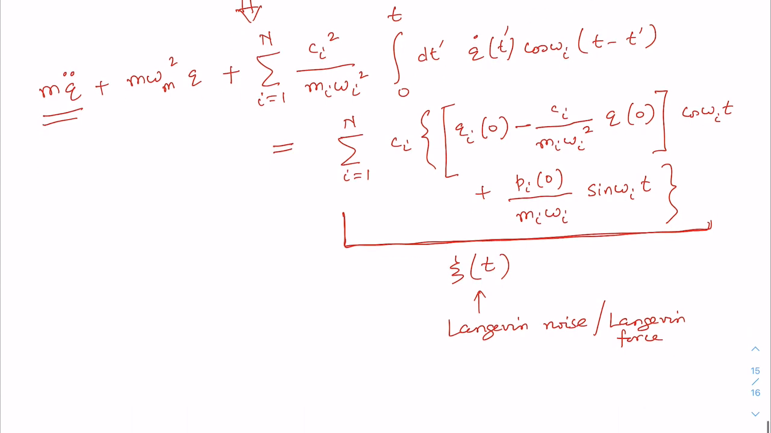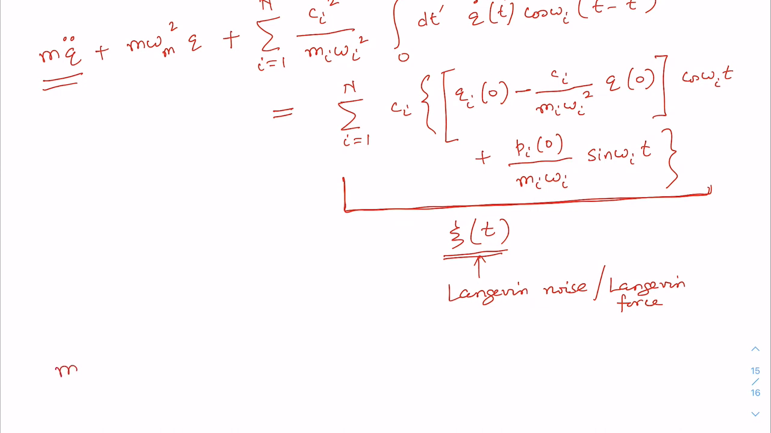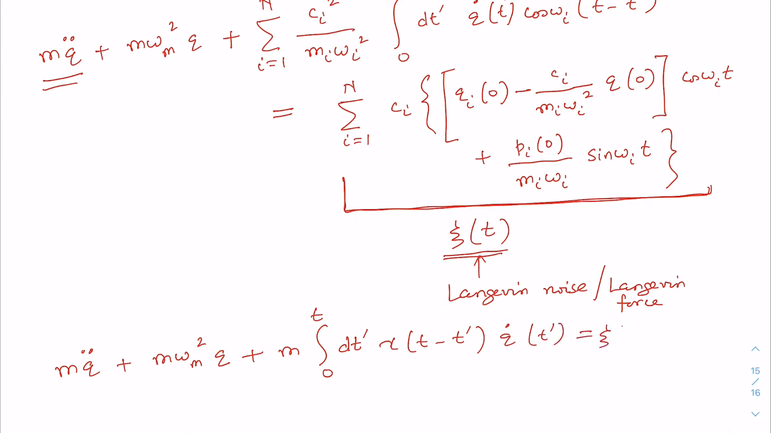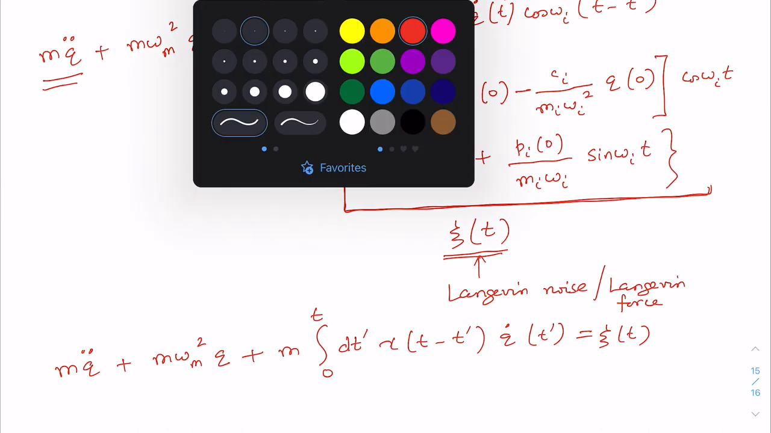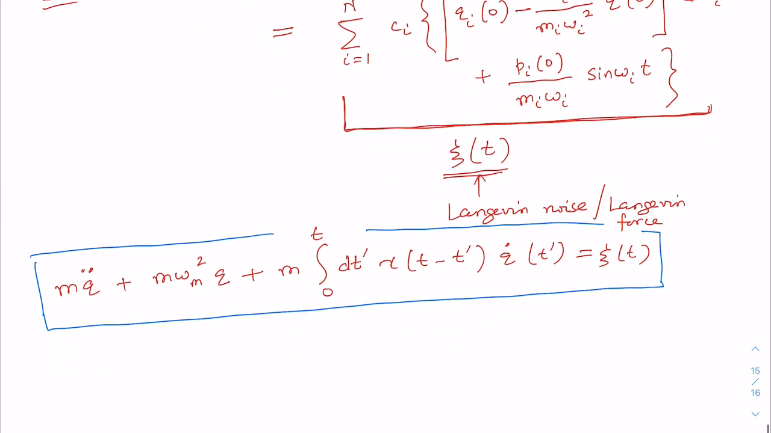to the surrounding, and therefore under this simplification of notation we can further simplify this equation, and we can write it as m q double dot plus m omega_m square q plus m integration 0 to t dt' gamma, I will define what this is, (t minus t') q dot t' is equal to xi of t, and this is what we have as the so-called classical Langevin equation, and this is very important, and we'll see a lot of application of it very soon.